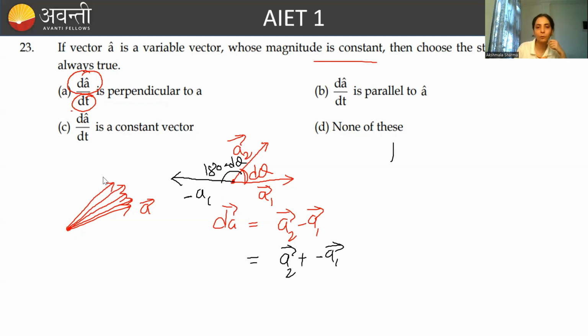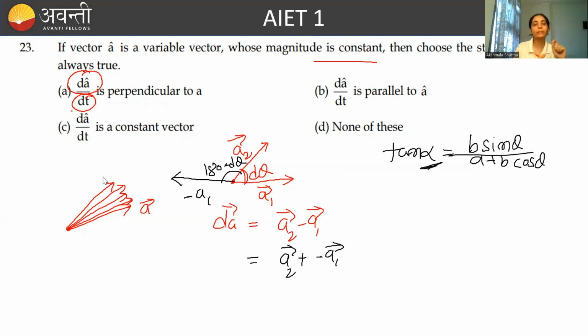How can we use that formula? What is the tan alpha formula? tan alpha equals b sin theta by a plus b cos theta, where theta is the angle between the two vectors and alpha is the angle of the resultant vector with a. Okay, so here I am going to calculate the angle of the resultant vector with a1. Done. So if you are going to do that, what value are we going to write?